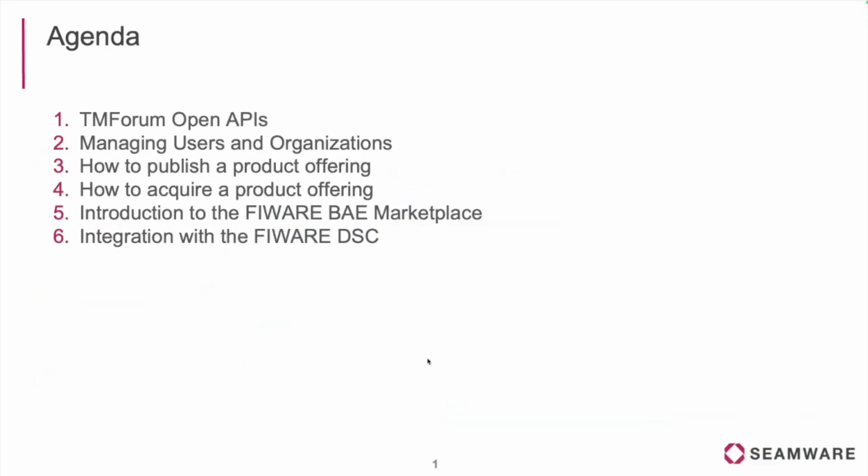This is the agenda we are going to follow with this presentation. First of all, we are going to review the TM Forum Open APIs, which is the standard we use as part of the FIWARE Data Space Connector for everything that is related with catalog, service acquisition, procurement, etc. Once we have a look at these TM Forum APIs, we are going to see how to manage users, organizations, and how to publish an offer and acquire that offer using directly these TM Forum Open APIs.